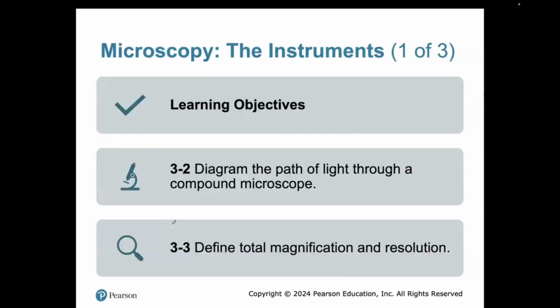So when looking at the microscopy, for this particular example, the things we're going to talk about are the diagram that's going to show the path of light through a compound microscope. We're going to look at total magnification as well as resolution.